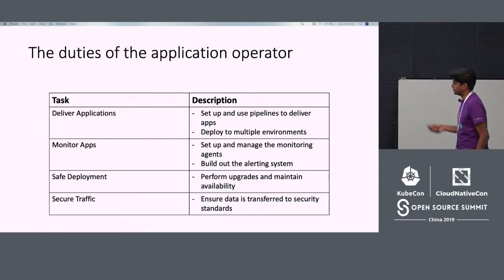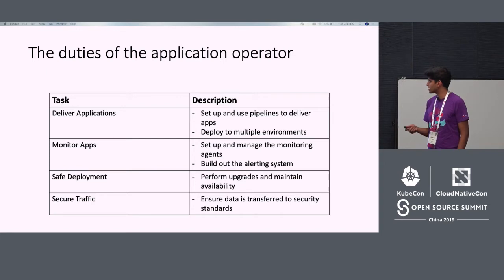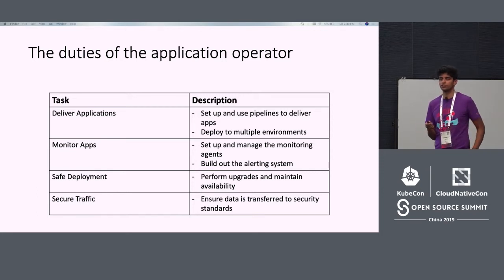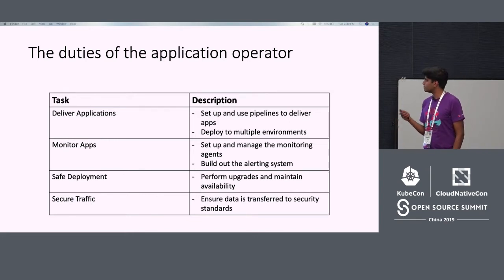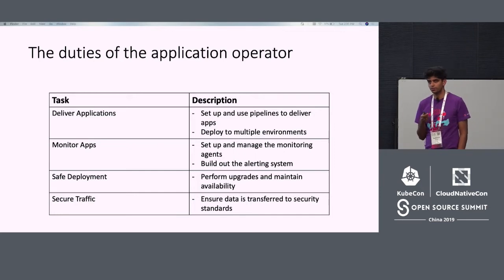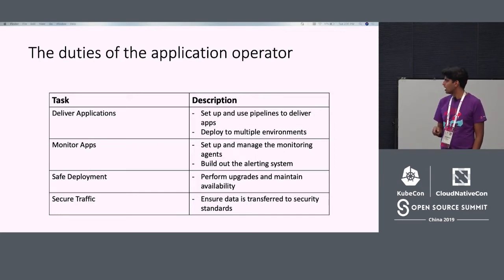So these are the duties, digging into those duties a lot more. The delivery of applications includes setting up and using those CI/CD pipelines to deliver the apps. And you can deliver this to multiple environments by virtue of Kubernetes being the common API surface. You can set up and manage the monitoring agents on Kubernetes, and you'll get a common control plane to actually monitor these applications. And this also includes building out the alerting.